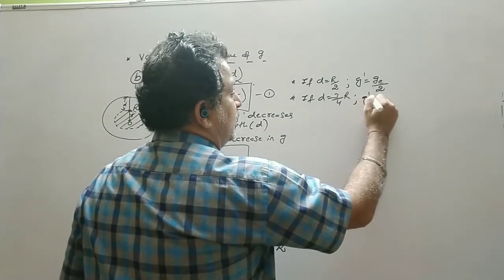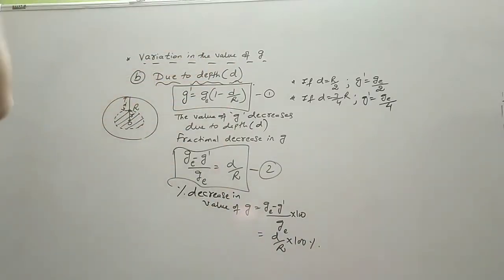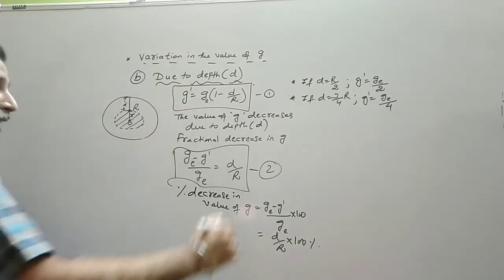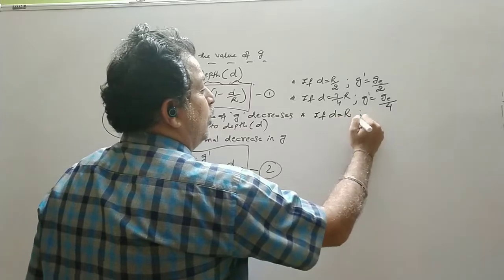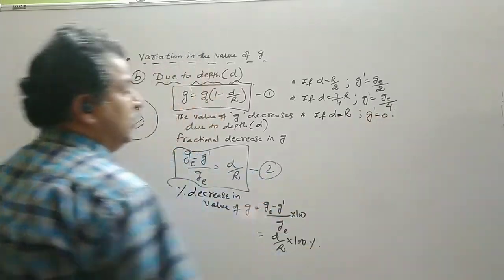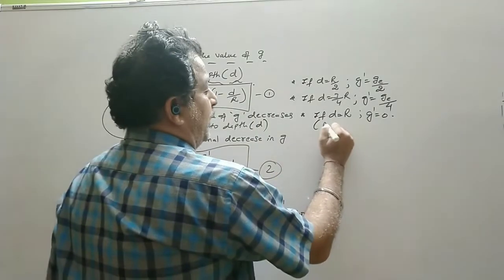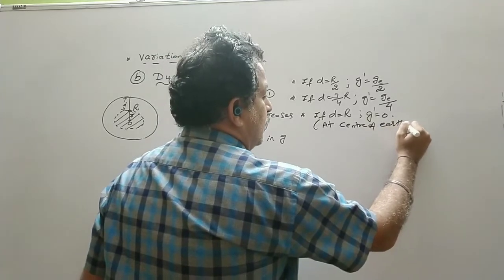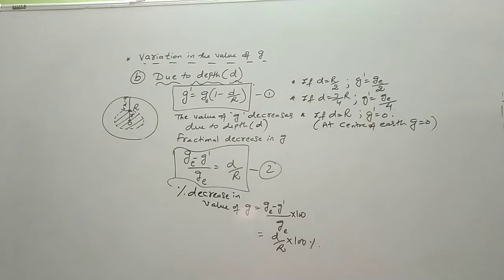So g dash is equal to ge by 4. This is directly if you want to remember, otherwise simply substitute the value. And the important point is, if you reach the center of the Earth, that is d is equal to R, then g dash becomes 0. So d is equal to R, 1 minus 1. So the main point is, at the center of Earth, the value of g is 0.